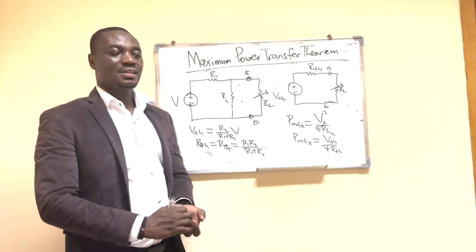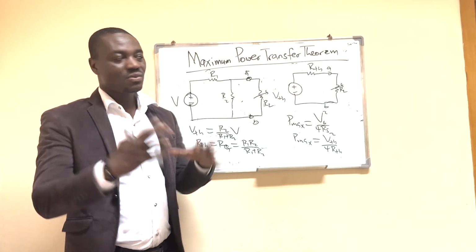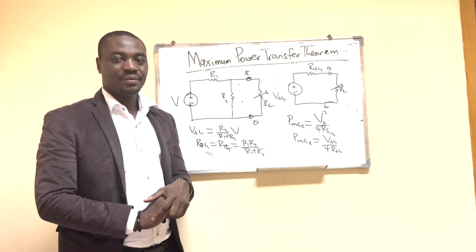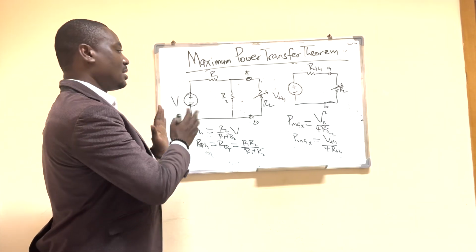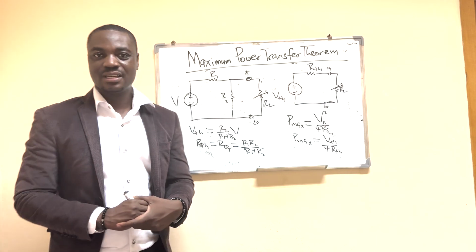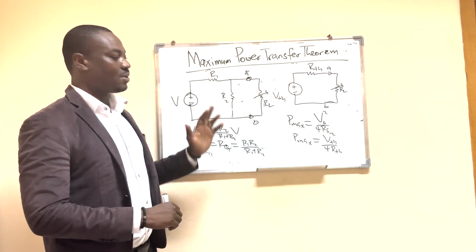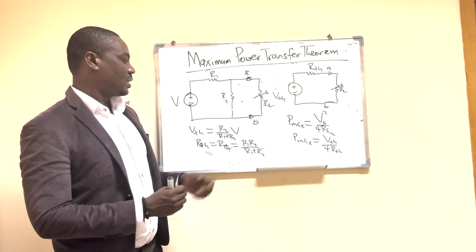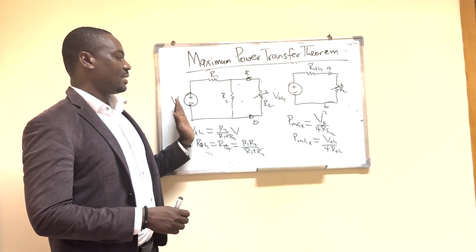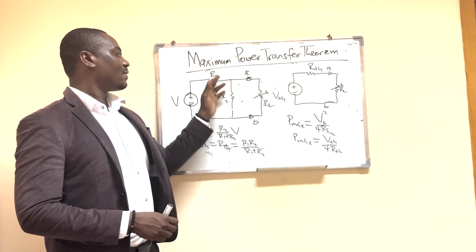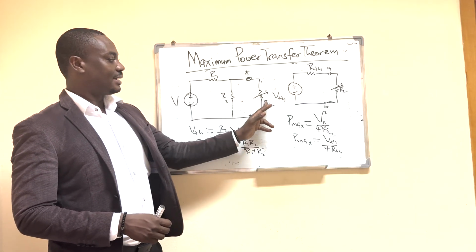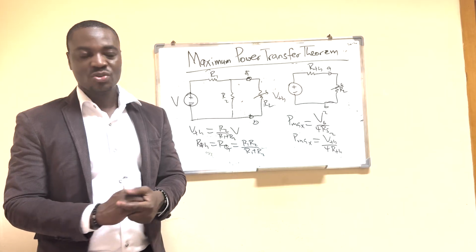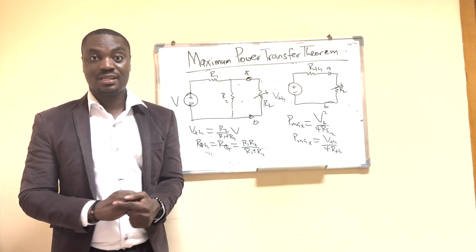Now that you've gotten the basic understanding when it comes to power transfer theorem, we are going to take a look at another simple circuit diagram. This time quite different from the first one. You can see here, now I have another circuit. I have voltage, I have R1, R2, then I have my load resistor here.